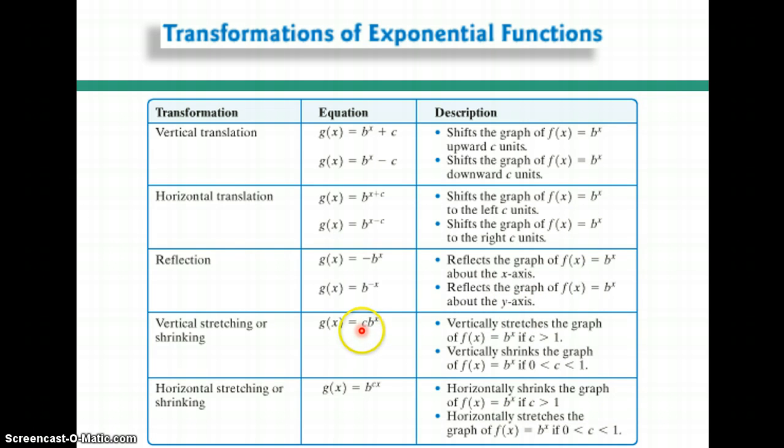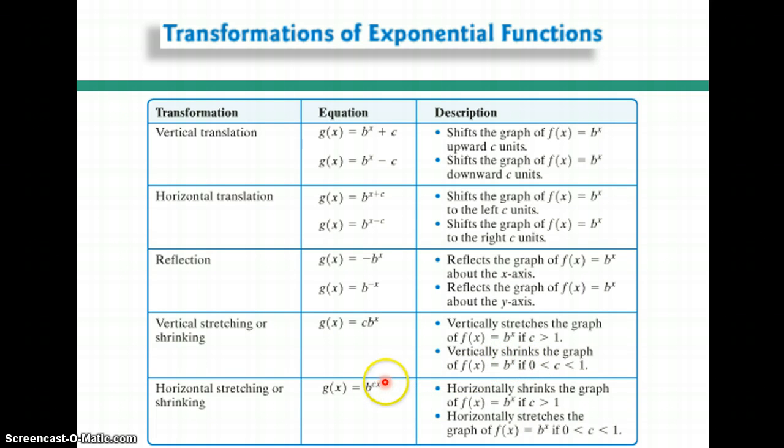When you multiplied C units with the exponential function, if C greater than 1, then vertically stretches the graph. If C less than 1, vertically shrinks the graph.